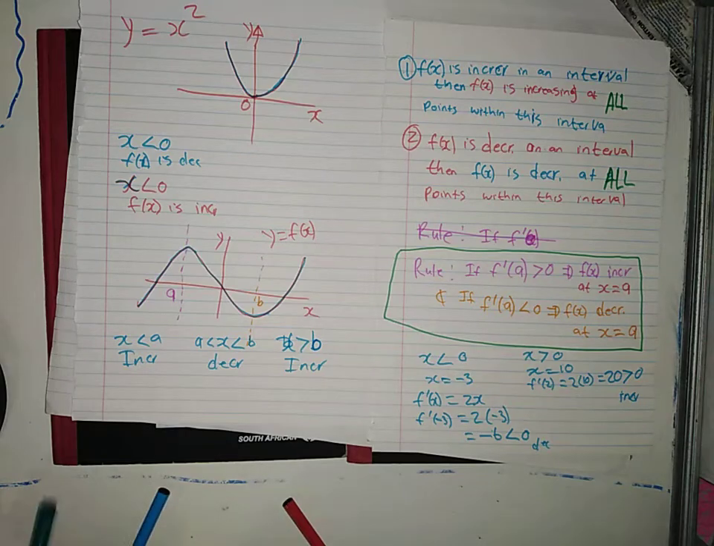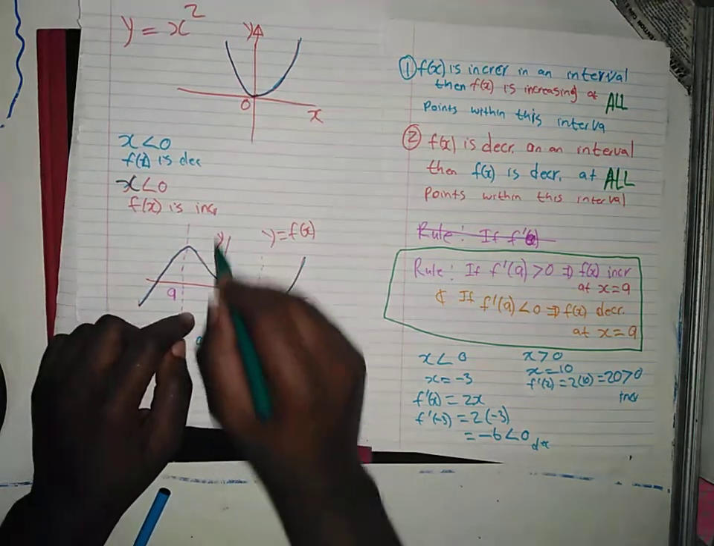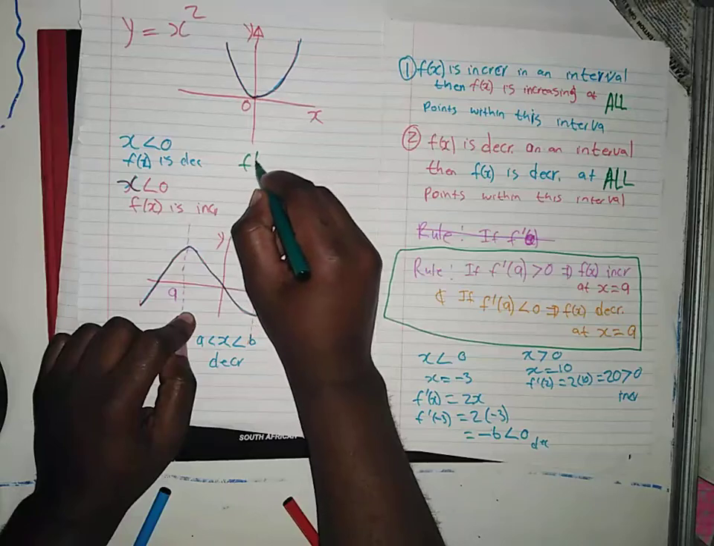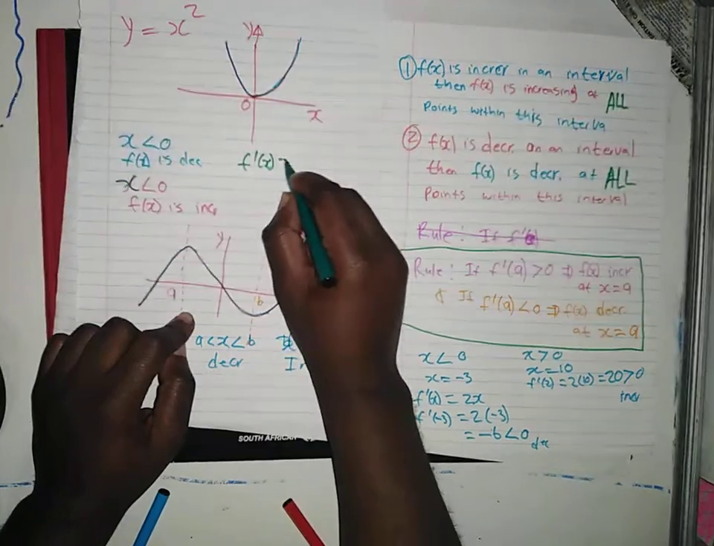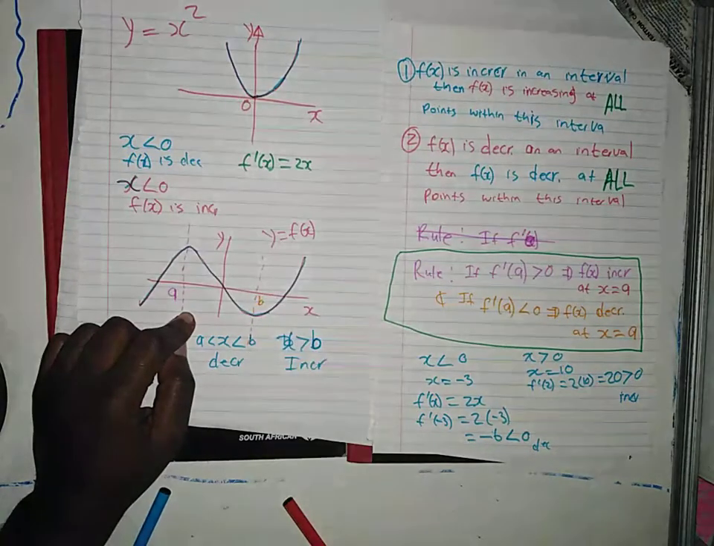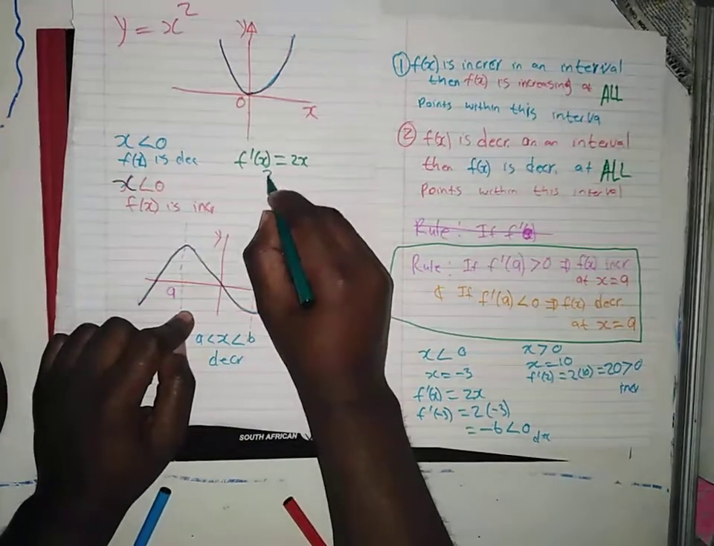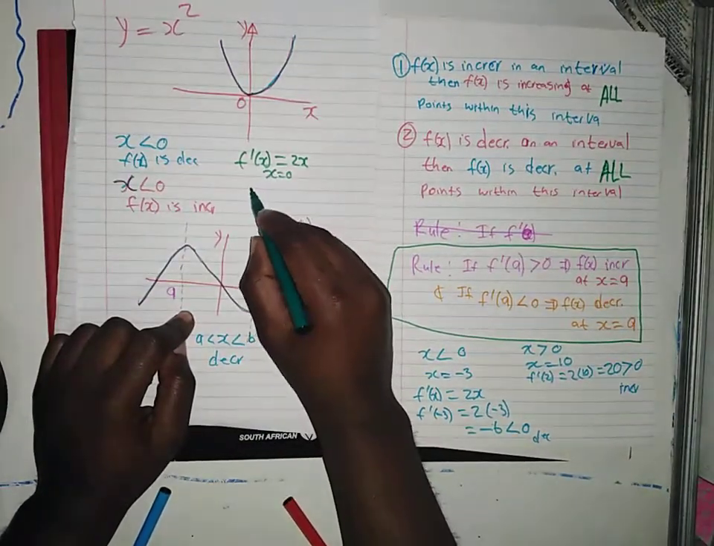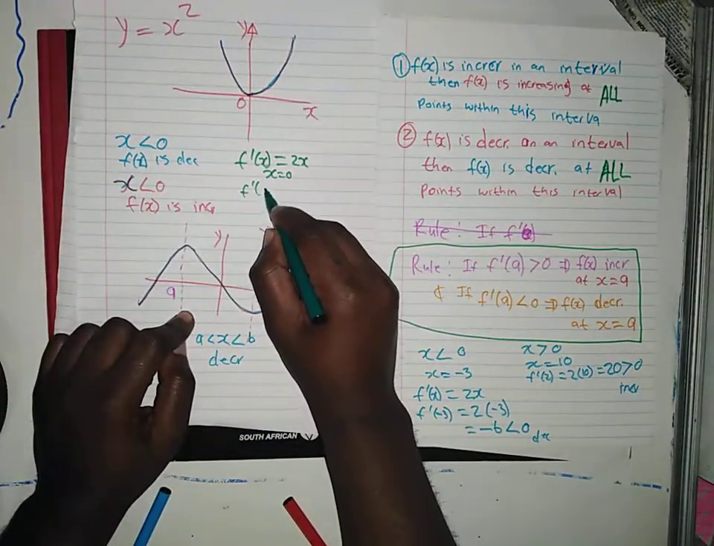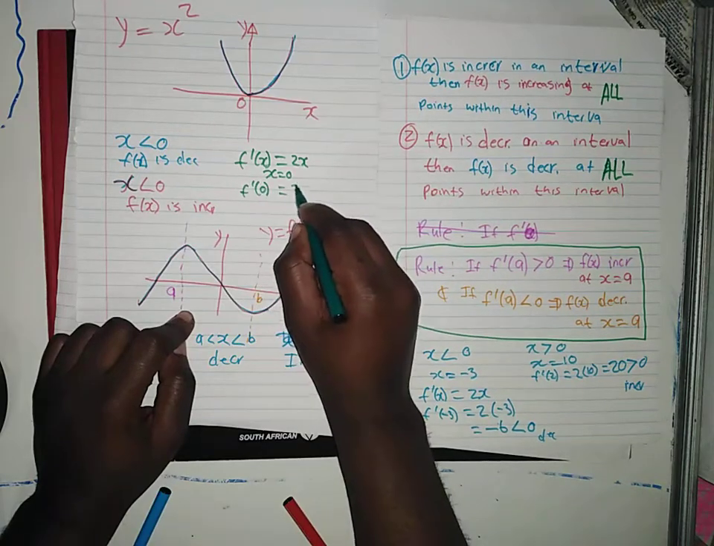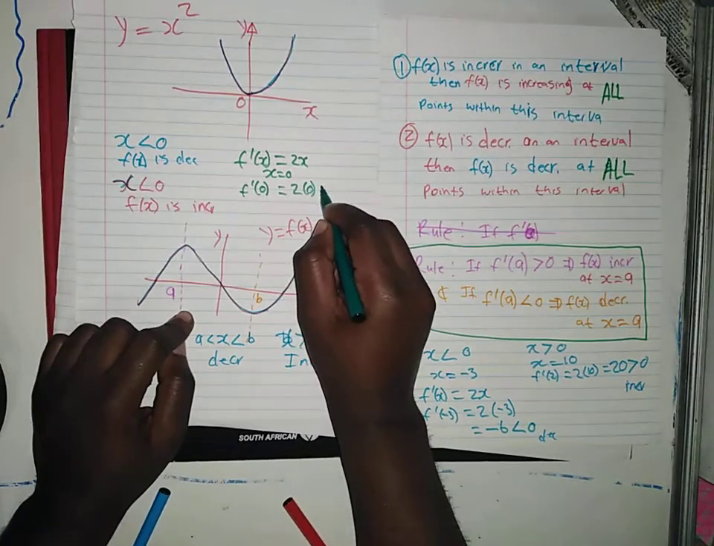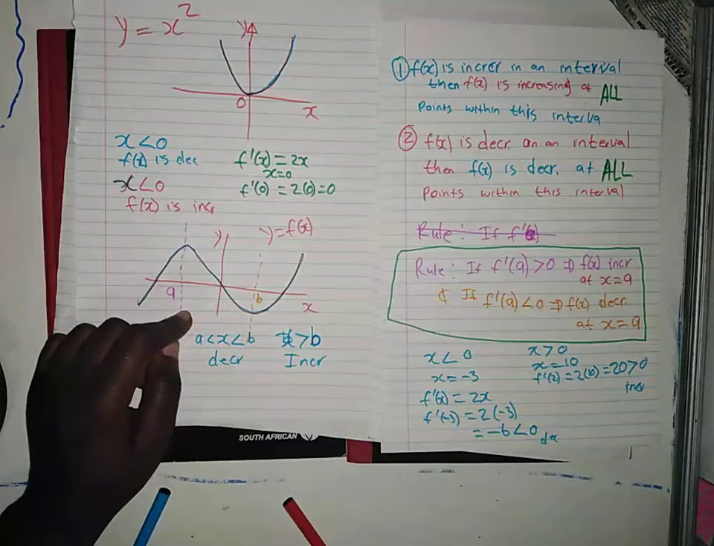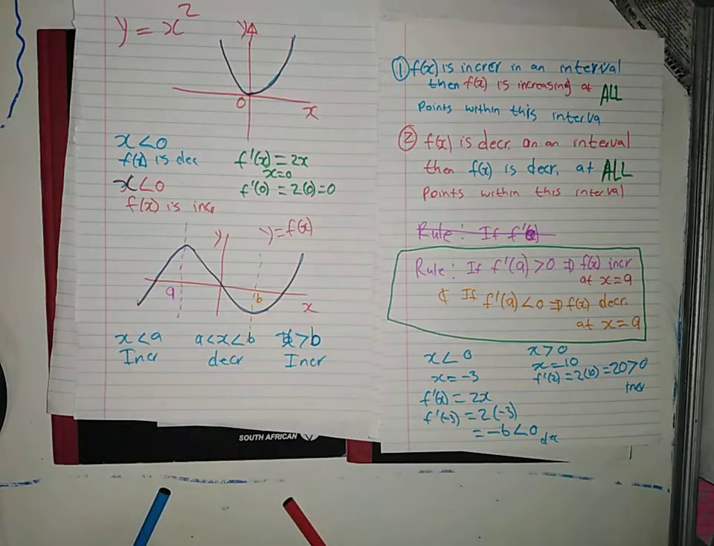Now I want you to be very careful. So we've got f prime at x, which we know is 2x, right? Now we are taking the point x is equal to 0. So f prime at 0 is 2 times 0, which is equal to 0. So f prime at 0 gives us 0.